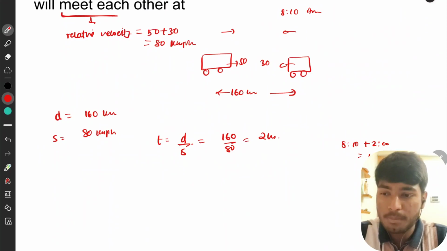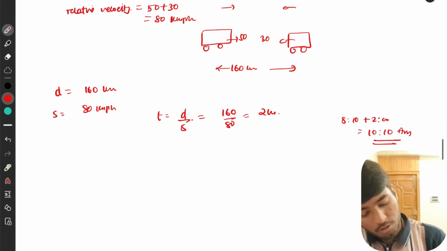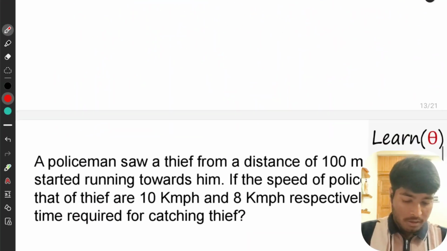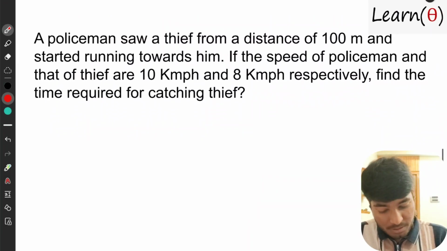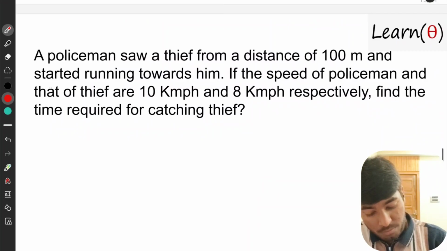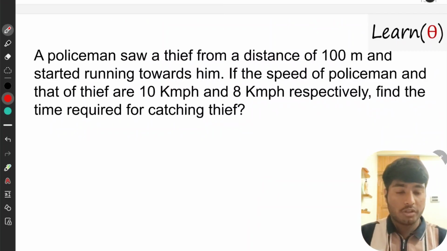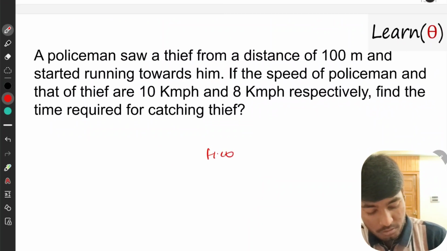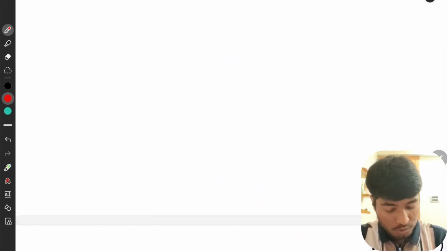Is that clear, everyone? I hope that's clear. Okay, so I hope you understood this. Now let me take another one. A policeman starts running toward a thief. If the policeman and the thief are moving toward each other, just think of what the scenario is here. This is a homework question. Okay, perfect. So I think you got to know this.